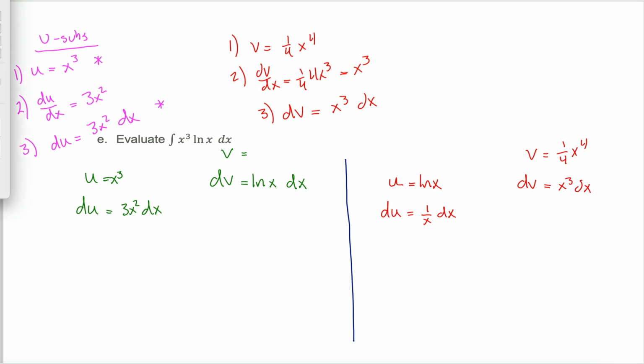What about on the green side? Well, maybe you see that there's a problem over here. We don't know what function, when you take its derivative, gives you the natural log of x as the answer. And you're like, yeah, we do. 1 over x. Nah. The derivative of 1 over x is not the natural log of x. The derivative of 1 over x is negative x to the negative 2 power.